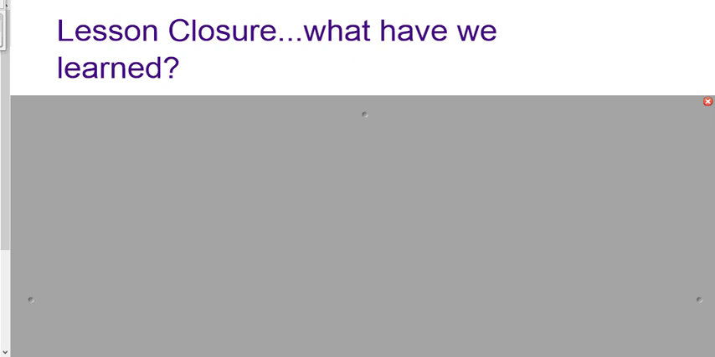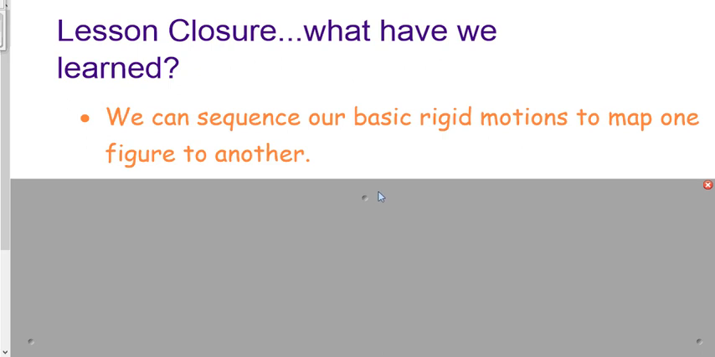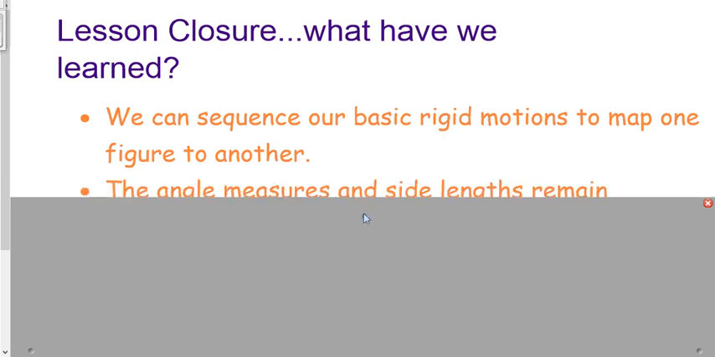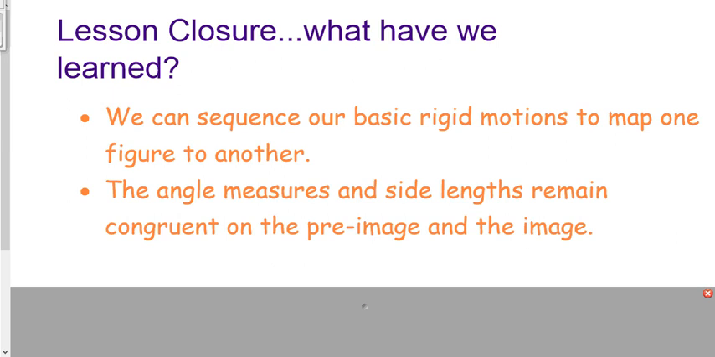So make sure that you know and are able to recall everything that we've learned in this lesson. We know that we can sequence our basic rigid motions to map one figure to another. That's what you just practiced doing on 52 to 54. You identified a basic rigid motion that mapped one figure to another. You also should have noticed that nothing about that figure changed except for the location of it. The angle measure stayed the same. The side length remained the same from the pre-image to the image, or from the prime to the original.